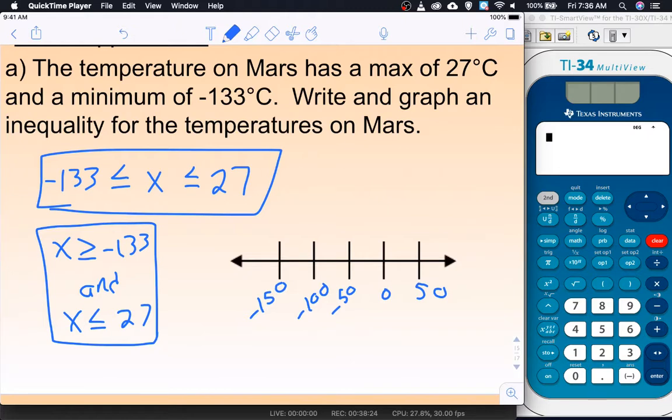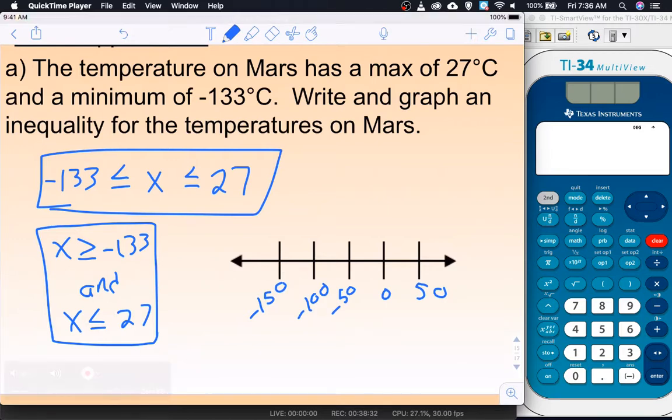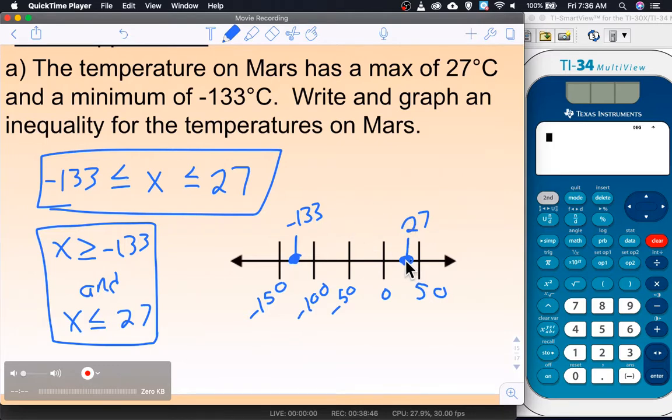Okay, so I'm counting by 50s, because these numbers are fairly far apart. I've got to count by something bigger than 1s and 2s. So that would put negative 133 here-ish, and that would put positive 27 here-ish. And the reason why I'm numbering is because that's not exactly positive 27, and I want to make people understand exactly what that number is. And since it's an and inequality, we should be shading on the inside. So there we have it.